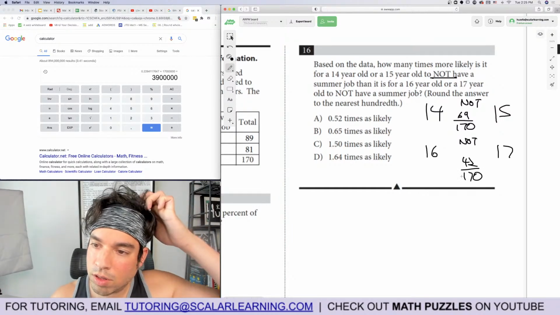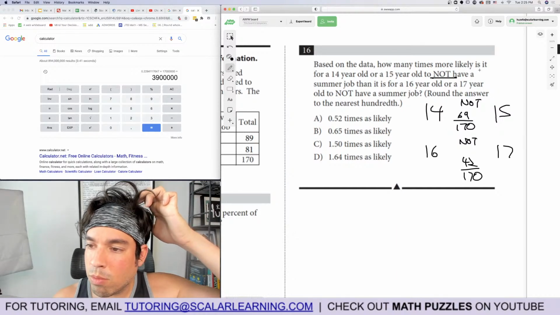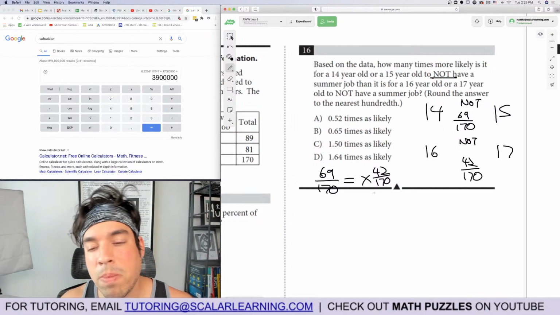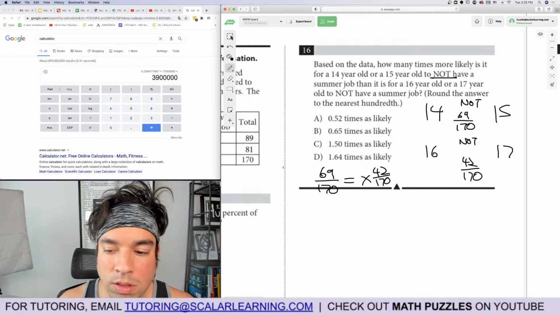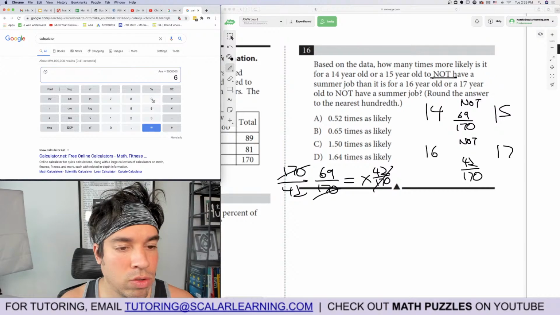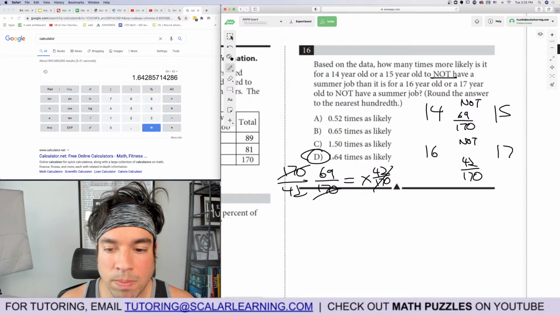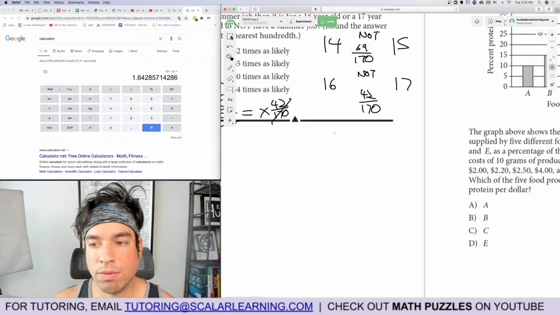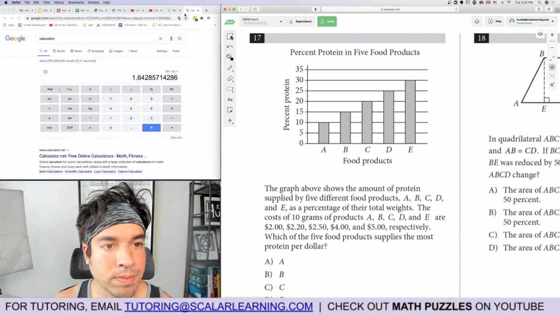Okay. So then how many times more likely is it? So 69 out of 170 is X times the 42 out of 170. You see what I'm saying? Now we can set it up. To get the answer, we multiply both sides by the reciprocal. Kills that. 170 cancels out. So it's 69 over 42. That's 1.64. All right, it's a pretty tricky one. Just making sure that it makes sense, right? It's kind of confusing.